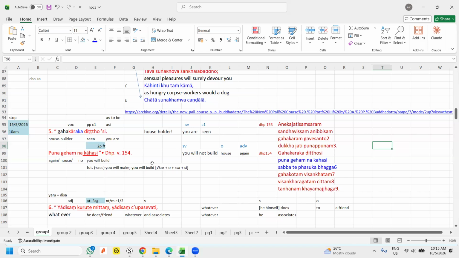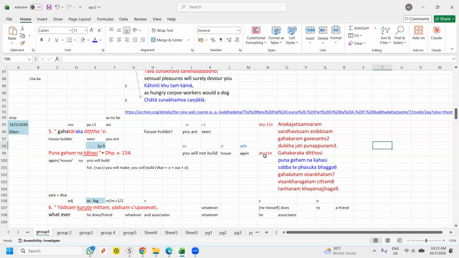Okay, so now your translation is like that: householder, you are seen, you will not build the house again. That means it's talking about enlightenment. The Buddha became enlightened, so it is all about who is the house builder.